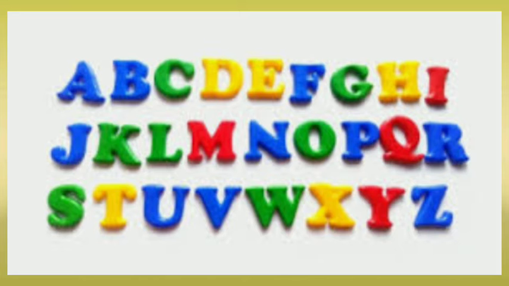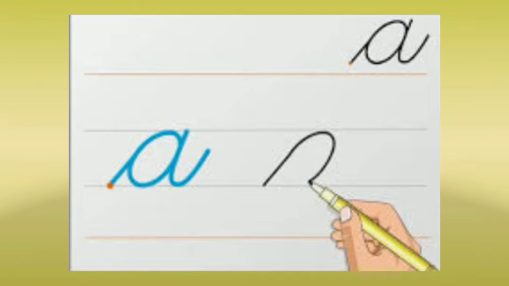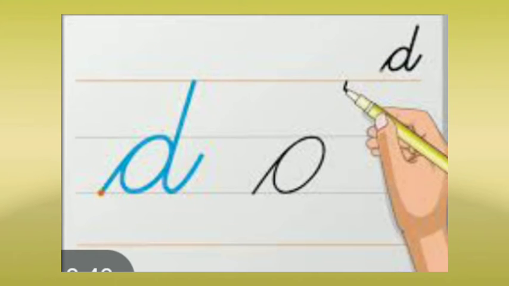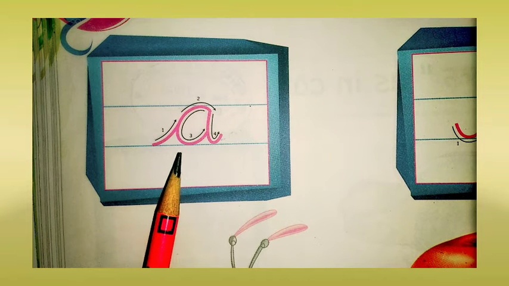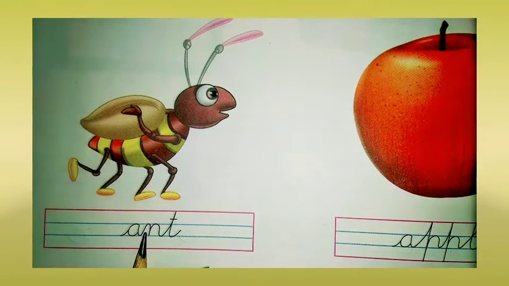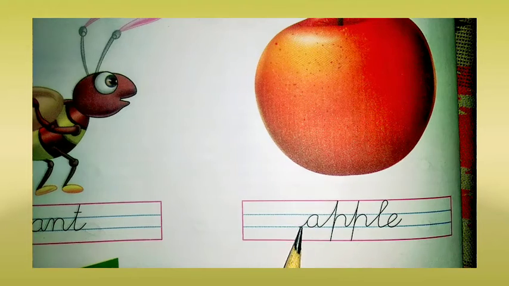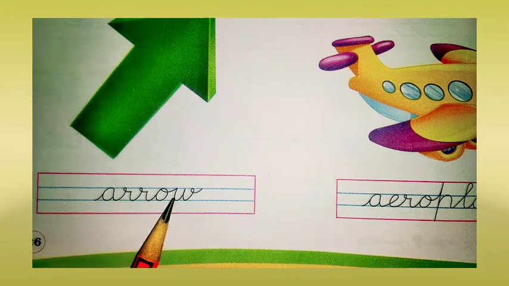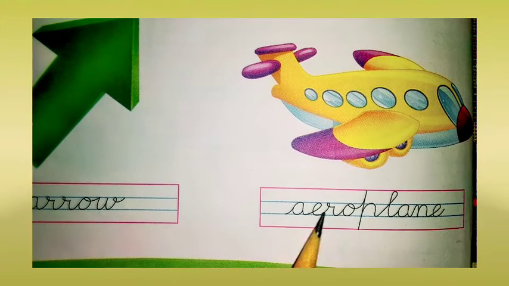In previous videos you have learned how to write capital A to Z. Now I am going to teach you how to write small cursive A, B, C and D. This is small cursive A. A for ant, A for apple, A for arrow, A for aeroplane.